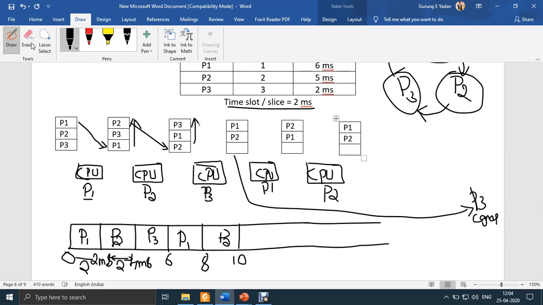Then P1 will get its chance once again to execute. The CPU will be given to P1 because P1 is at the top, for exactly 2 milliseconds. So 10 plus 2 is 12. P1 will get once again its chance. Whether P1 will come back to the queue, that is the question.